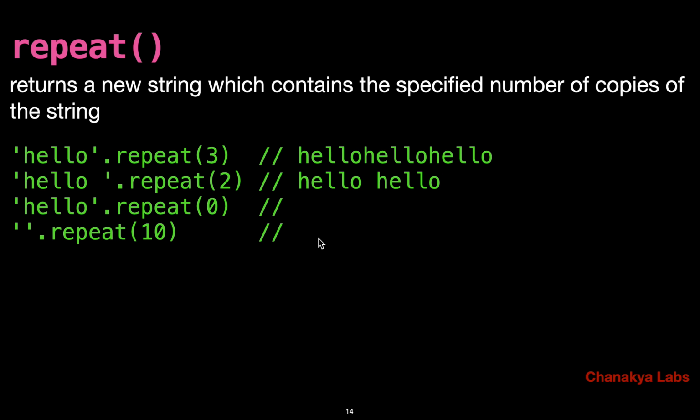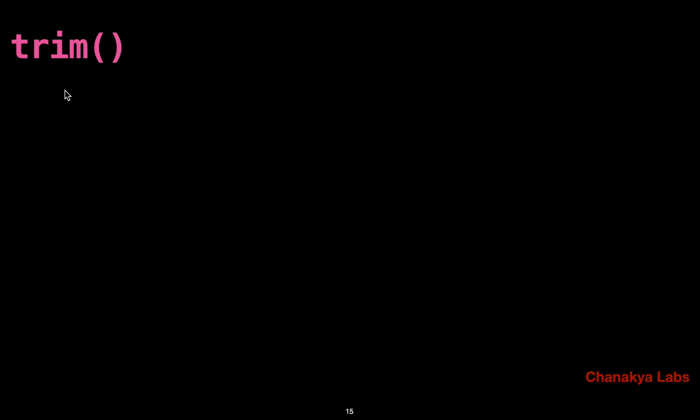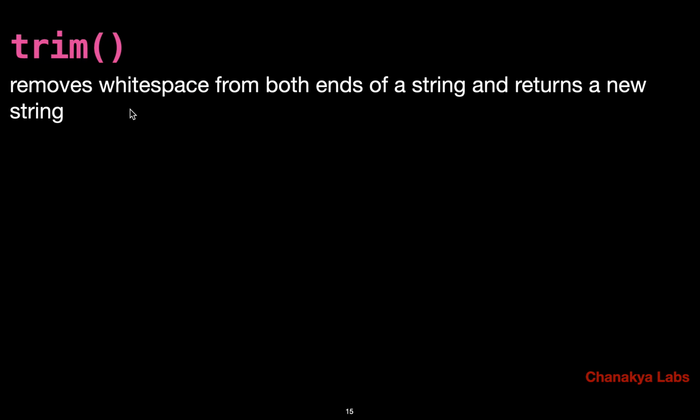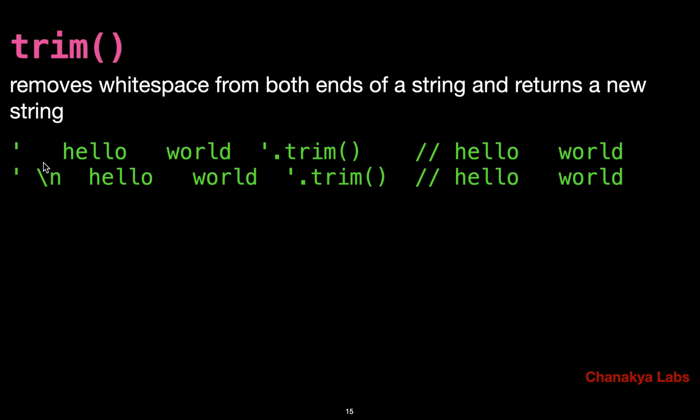That is simple function repeat. Next we see trim. Trim removes white spaces from both ends of a particular string on which we are operating, and it returns a new string. It does not modify the original string; it returns a new string after the modification, where we are trimming the white spaces. How can it be useful?